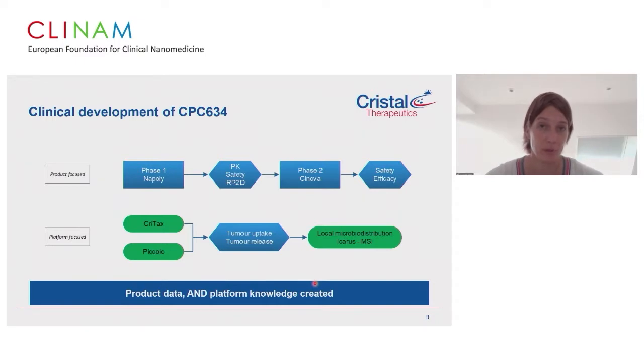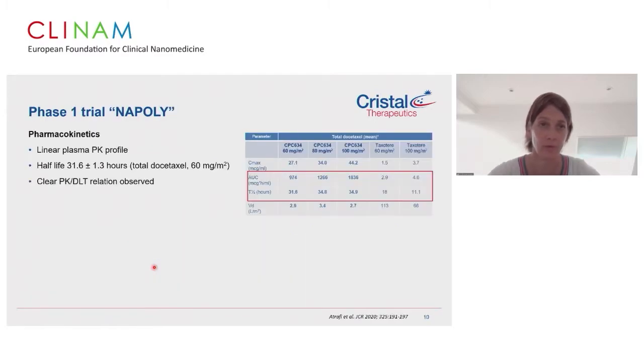So what we've done is actually expose almost 100 patients in 4 different clinical trials. I would say more standard phase 1 dose escalation, and then phase 2 small-scale efficacy evaluation. We clearly also want to learn more on the platform, and that's where the so-called CRITEX and PICCOLO studies come into play, where we monitored tumor uptake in the patient setting. So the phase 1 trial was already done a couple of years ago. But just to refresh your mind, the key outcome here was that also in the clinical setting, we really saw a long circulation of the nanoparticles as compared to Taxotere, a half-life of roughly 33 hours.